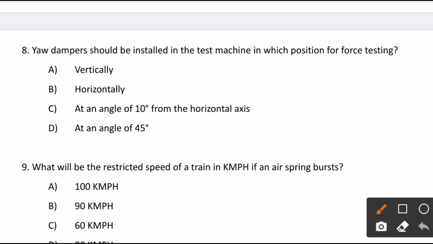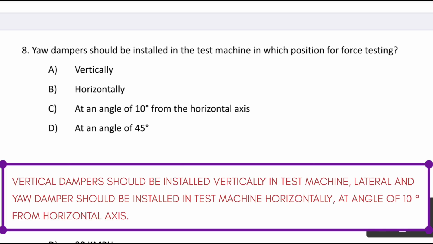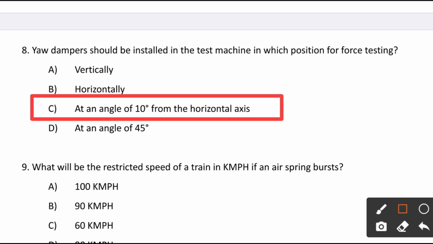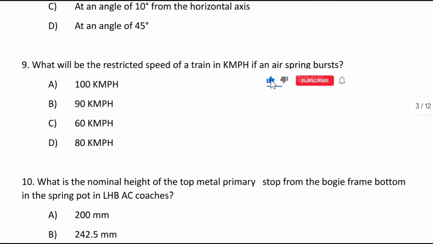Precautions to be taken during testing of dampers in maintenance depots and workshops. Damper must be tested for damping force in the same position as fitted in bogie. A. Vertical dampers should be installed vertically in the test machine. Lateral and yaw dampers should be installed in the test machine horizontally at an angle of 10 degrees from the horizontal axis. In this question, the correct answer is C. At an angle of 10 degrees from the horizontal axis.